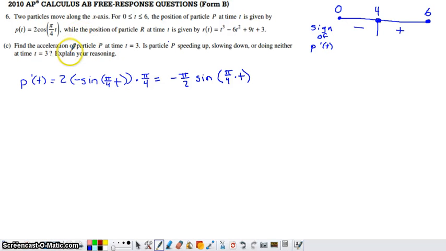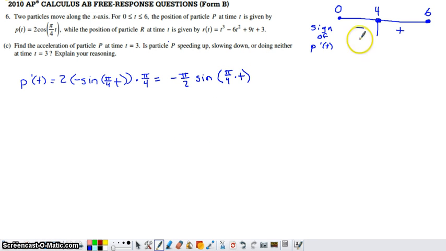So this video will be the concluding pieces of number 6 from 2010 Form B of the AB exam. They give us two particles' position functions, and in part C they ask us to find the acceleration of particle P at 3 and then decide if particle P is speeding up, slowing down, or neither at that time, and try to explain why.